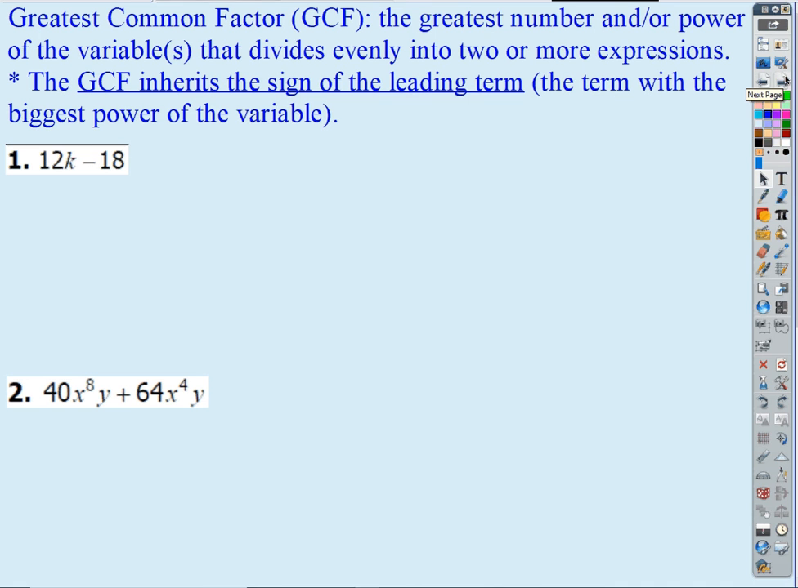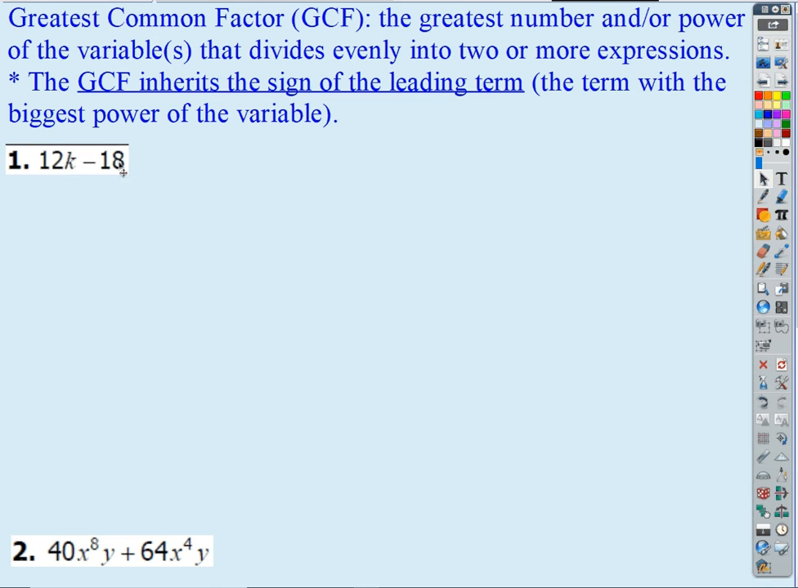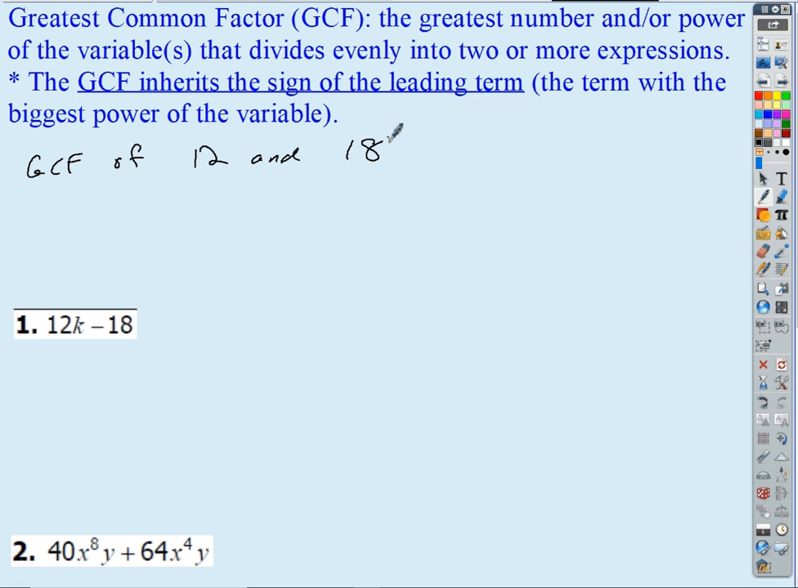What if we wanted to look at the greatest common factor of just numbers? Like, what if we picked 12 and 18? Okay, so let's do like a problem 0 here, where we don't have any variables in there at all. So let's find the greatest common factor of 12 and 18. What is it? 6. How come?